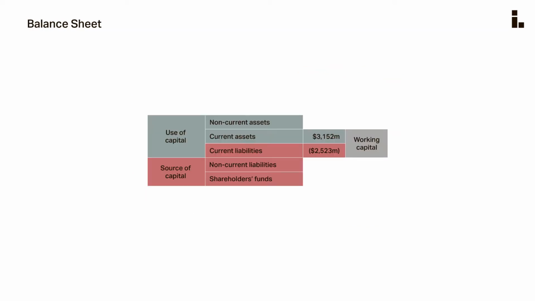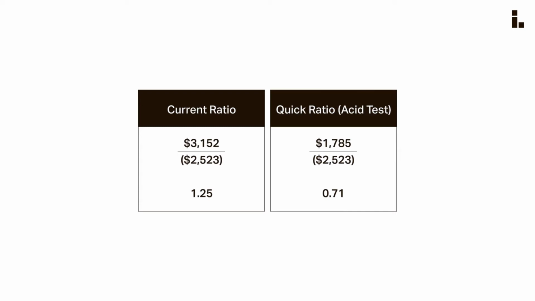For First Quantum, the current assets are $3.2 billion and the current liabilities are $2.5 billion. If we compare the current assets to current liabilities, i.e. $3.2 billion divided by $2.5 billion, we end up with a ratio of 1.28. This ratio says that for every $1 we owe and have to pay soon, we have $1.28 either as cash or coming in as cash soon.